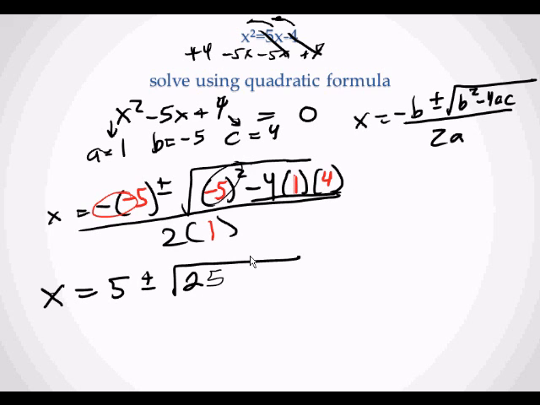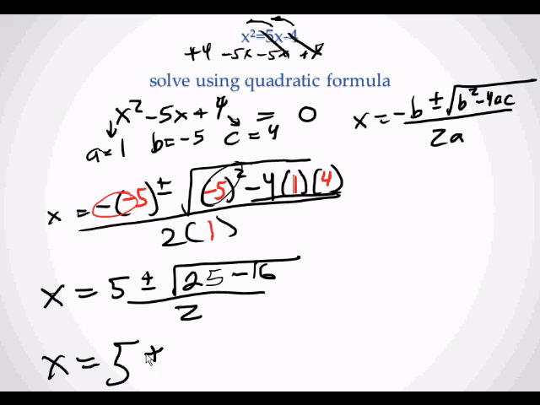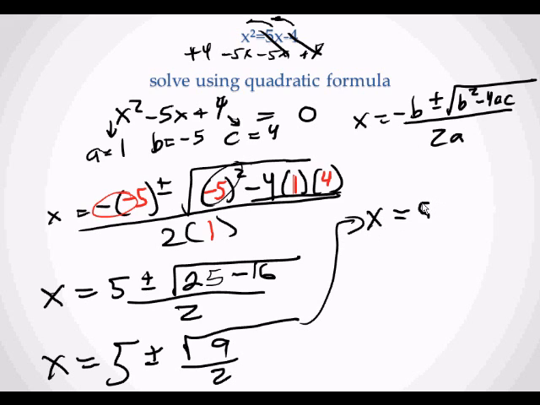negative 5 squared. Negative 5 times negative 5 is a positive 25. Then you multiply all these. Negative 4 times 1 is negative 4. Negative 4 times 4 is a negative 16. All over 2 times 1 is 2. Then we have x equals 5 plus or minus the square root 25 minus 16 is 9.